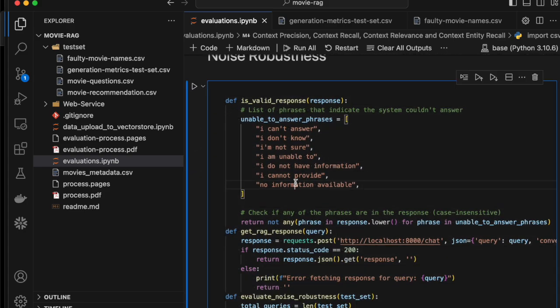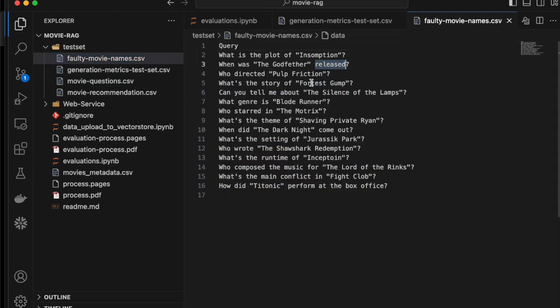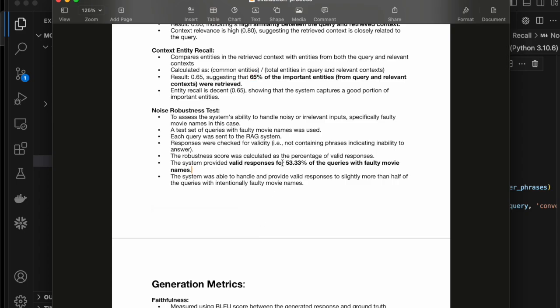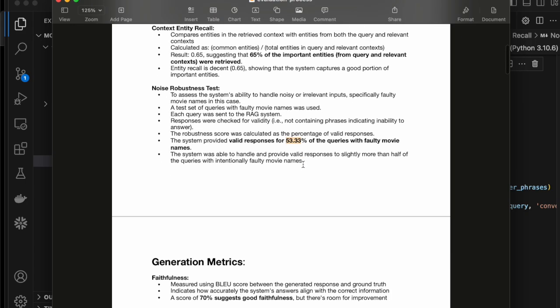But yeah, for noise robustness, I created a different data set where we manually manipulated the names. For example, here we have purposefully kept the inception name wrong and see if our system could recognize it or not. Our system can only recognize 53% of the queries that it has received, and there is room for improvement in this area, I believe, where we can tune the prompt and get the things done very efficiently.